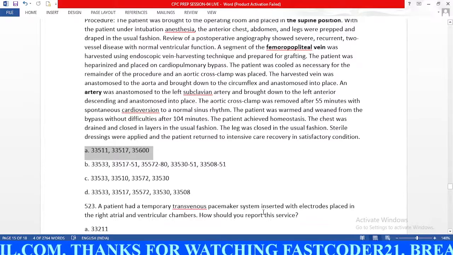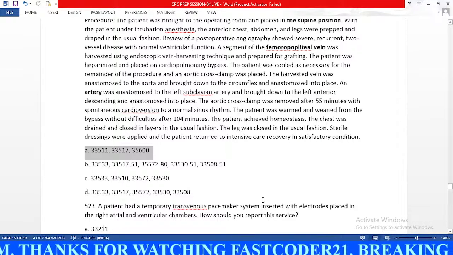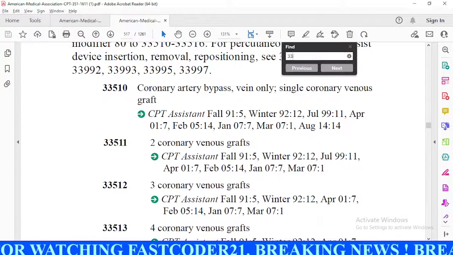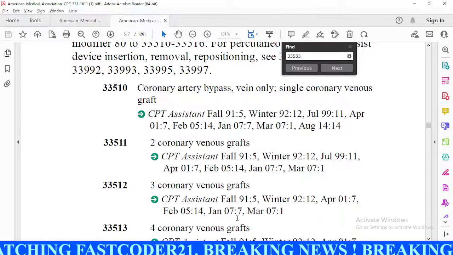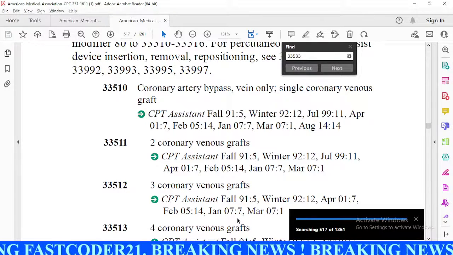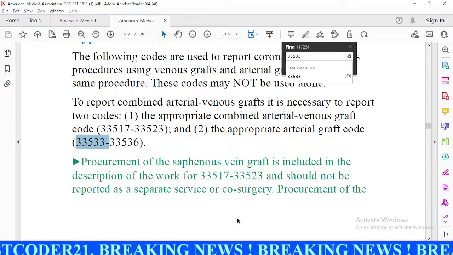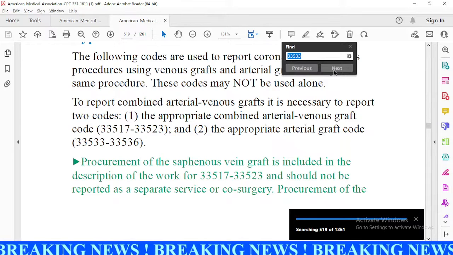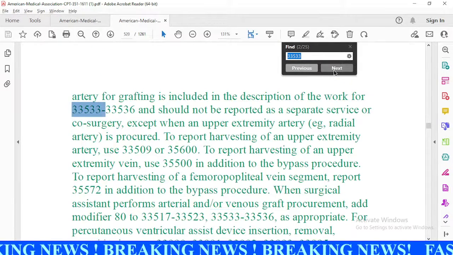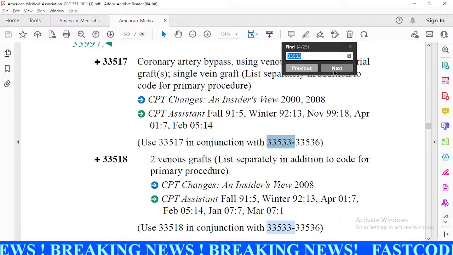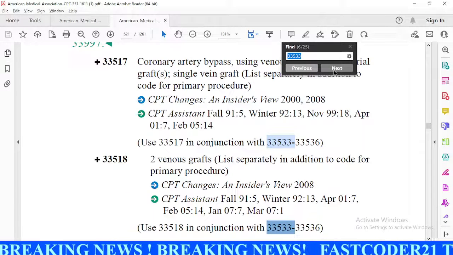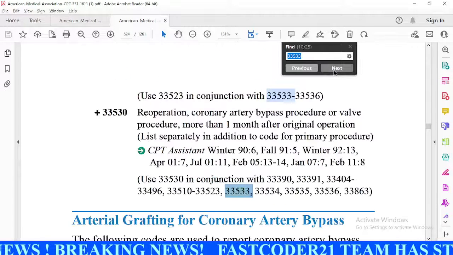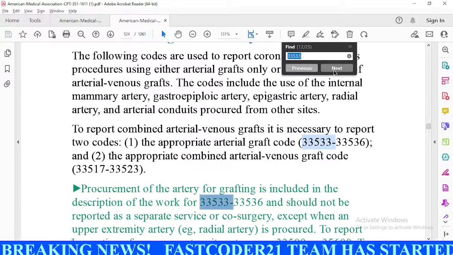So next we can see 33533. You just need to know the comparison. If you know the comparison easily, you can write the CPC exam easily. So what is, we are nearby, 33533, very near.